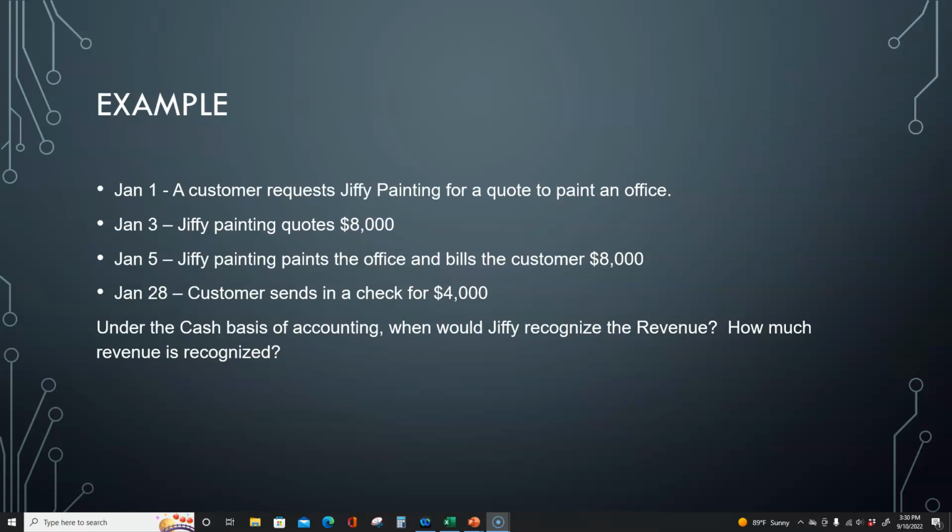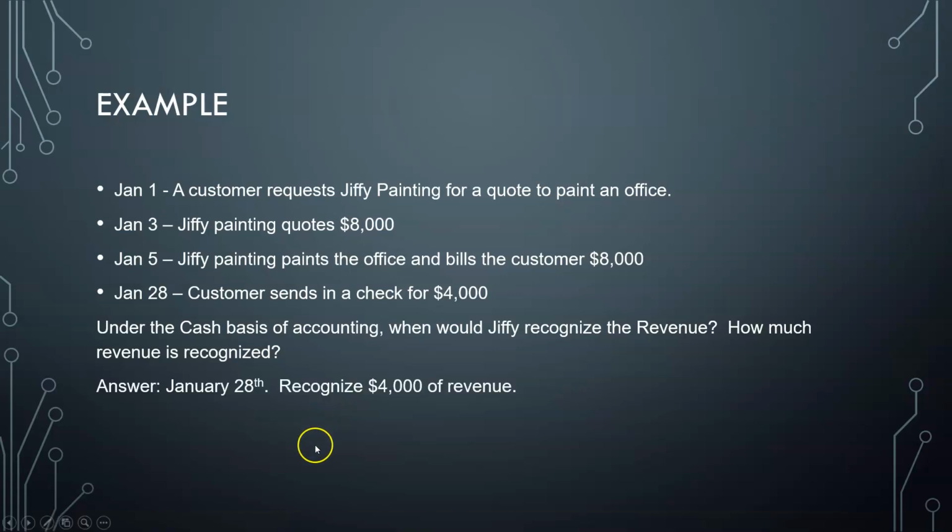So when did they receive the money? If you look at all this information, they received the check on January 28th. So January 28th is the day that they would recognize this revenue. How much revenue would they recognize? It would be the amount of the check, $4,000. Under the cash basis of accounting, this company would recognize $4,000 of revenue on January 28th.